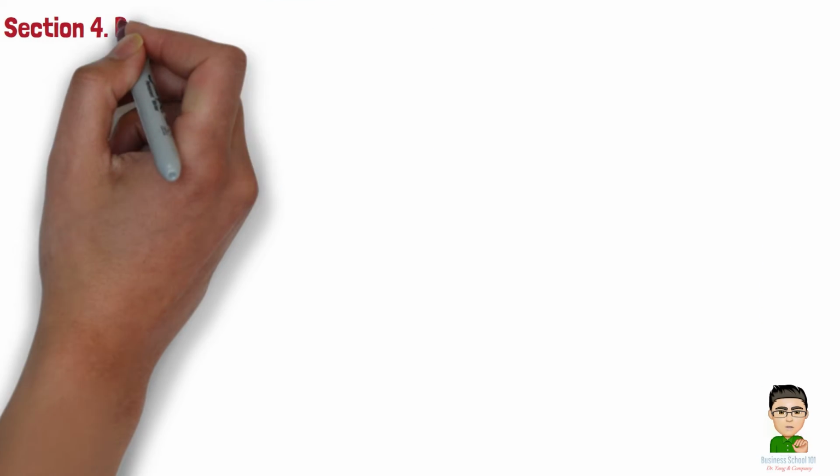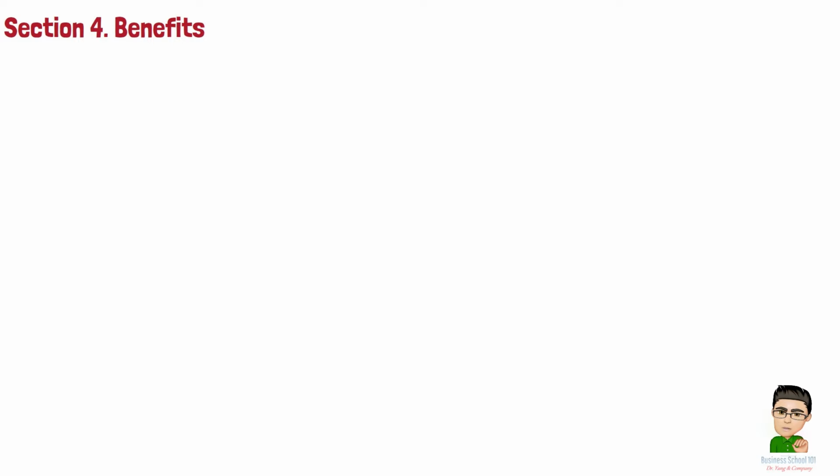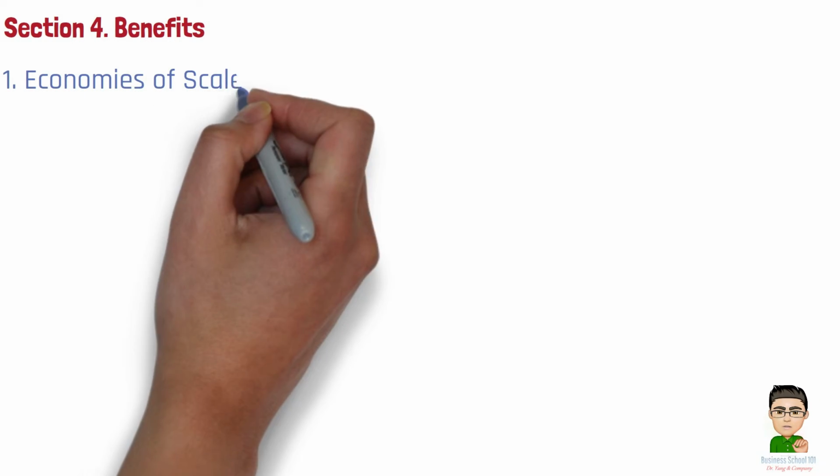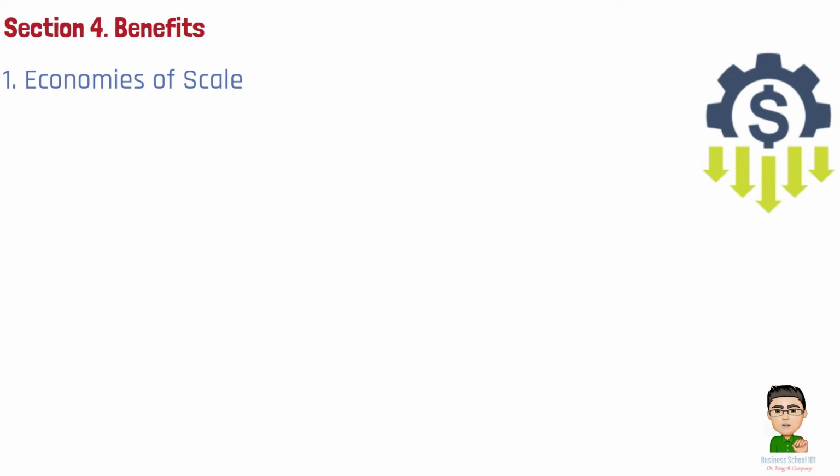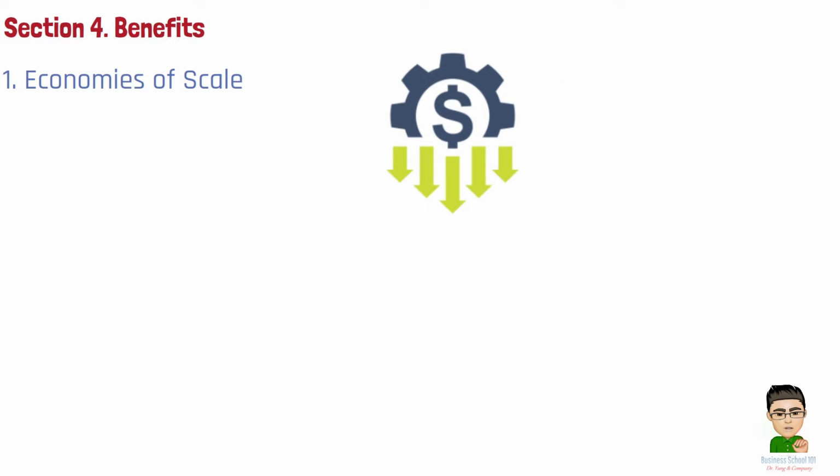Section 4. Benefits. The oligopoly has a few benefits to the market. Number 1. Economies of scale. Oligopolistic firms often benefit from economies of scale, which means that as their production increases, the average cost per unit decreases. This can lead to lower prices for consumers, as firms pass on some of the cost savings.